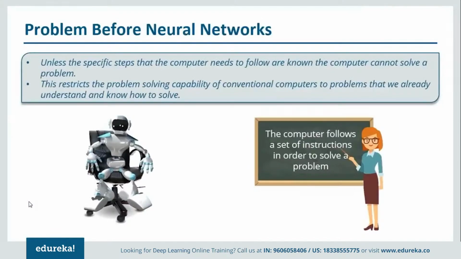So in order to understand why we need neural networks, we are going to compare the approach before and after neural networks. And we'll see what were the various problems that were there before neural networks. So earlier, conventional computers use an algorithmic approach. That is, the computer follows a set of instructions in order to solve a problem. And unless the specific steps that the computer needs to follow are known, the computer cannot solve the problem.